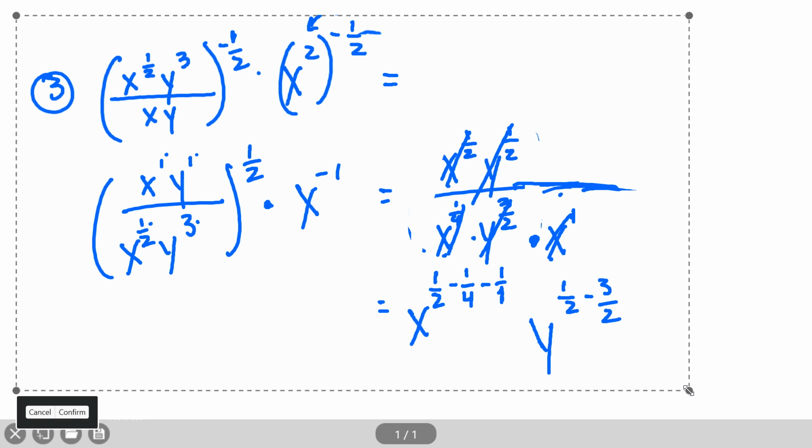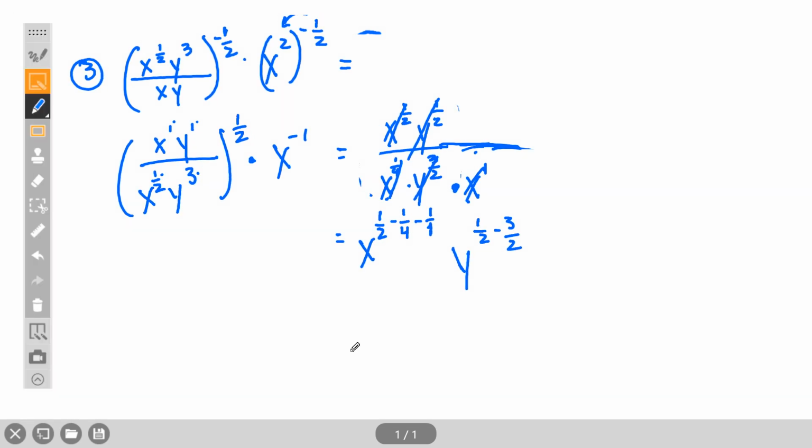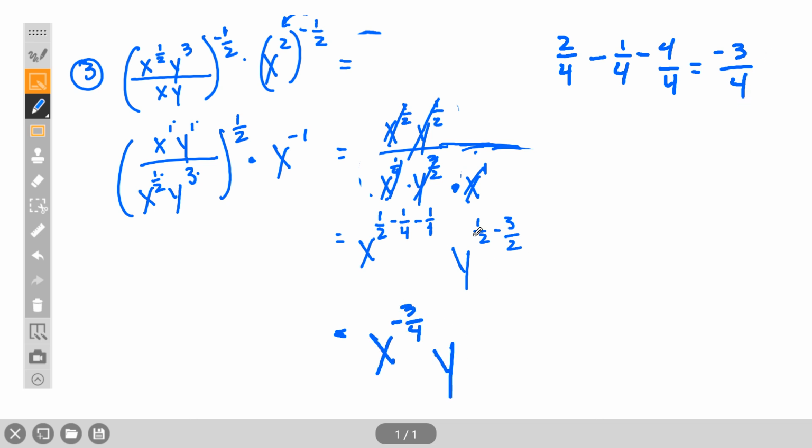I just need to do the fractions here, and then I will be solid. Okay, so 1/2 minus 1/4 minus 1. I will need a common denominator of 4. So that's 2 over 4 minus 1 over 4 minus 4 over 4. So 2 minus 1 minus 4. 2 minus 1 is 1, and 1 minus 4 is negative 3. So this is x to the negative 3 over 4. For y, I have 1/2 minus 3 over 2. They already have a common denominator, so that gives me negative 2 over 2, which is just negative 1.